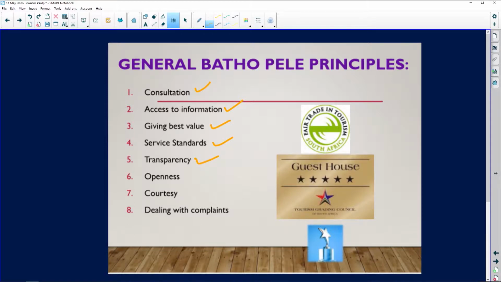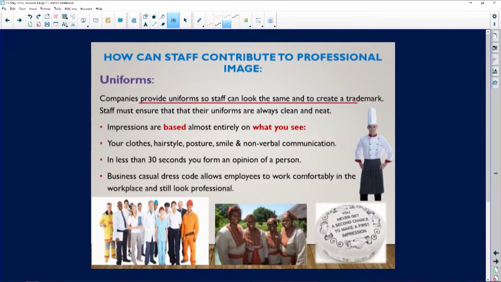Your company needs to be transparent. That means that people need to understand that you've got nothing to hide when it comes to legalities or ethicalities. You are open, in other words, approachable. Courtesy is all about the way you conduct yourself and discipline, and you have an effective way of dealing with customer complaints. So just in general, guys, those are our general Batho Pele principles.